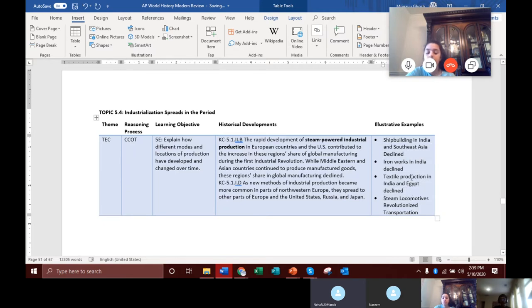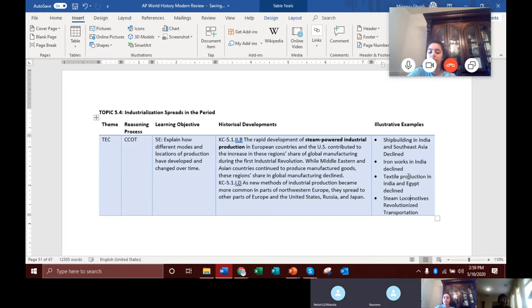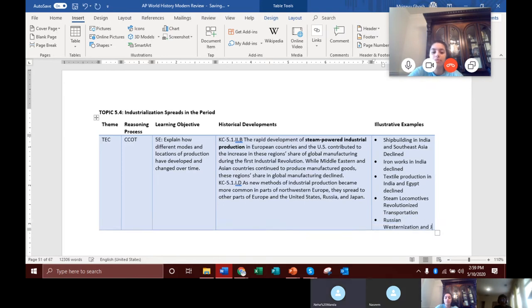Why did Asia decline? Because their share declined in global manufacturing because of the Industrial Revolution in Europe. Oh, okay. So because they were getting the goods from Europe? Yes. For Russia and Japan, should we put Russian westernization and Japanese modernization here? Yeah, we can put that here. I'm sure it'll come up later, but let's just put it here for now. Okay. Russian westernization and Japanese modernization.